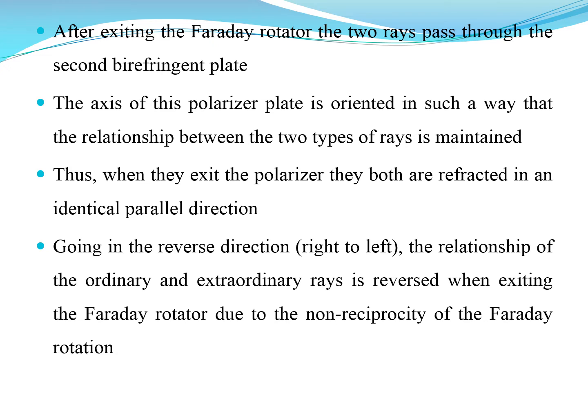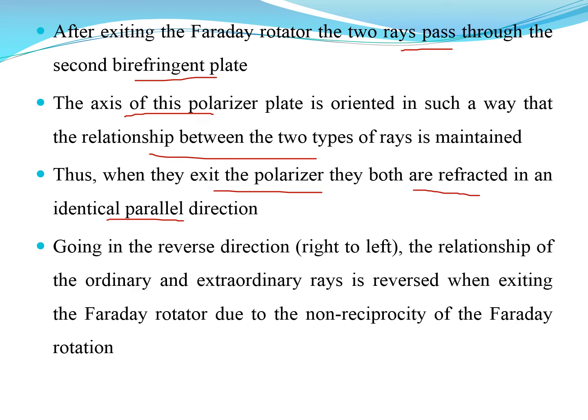After exiting the Faraday rotator, the two rays pass through the second birefringent plate. And the axis of this polarization plate is oriented in such a way that the relationship between these two types of optical rays is maintained without any change. Thus, when they exit the polarizer, they both are refracted in an identical and parallel direction. So the light is refracted and they are in parallel direction.